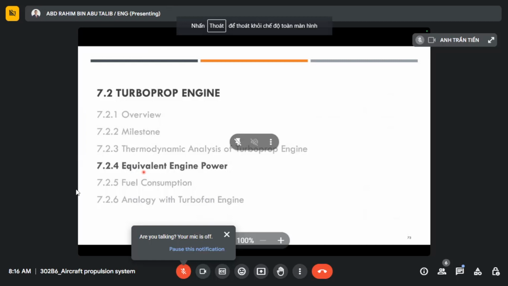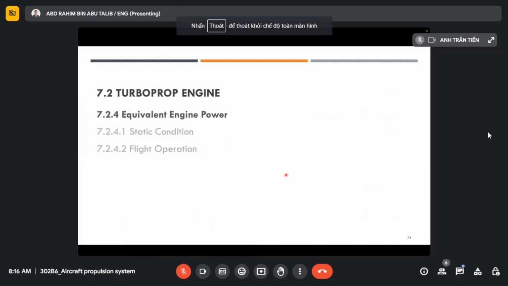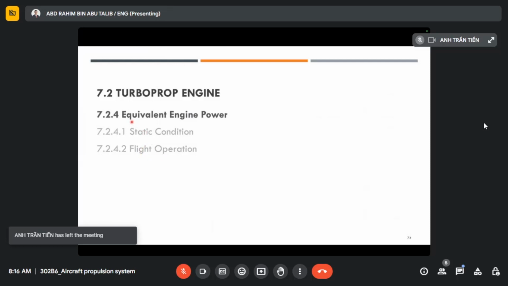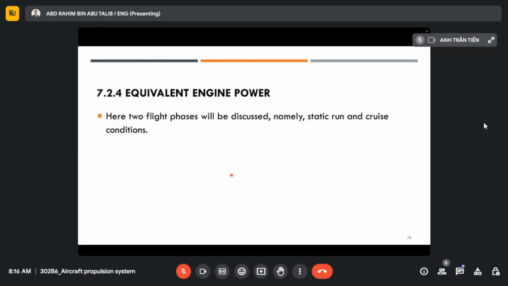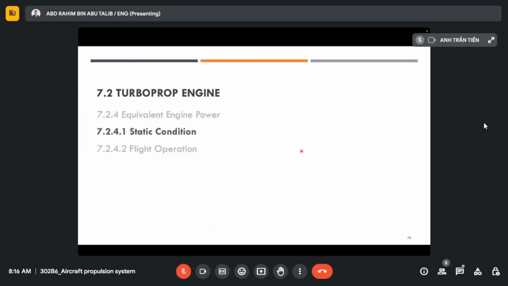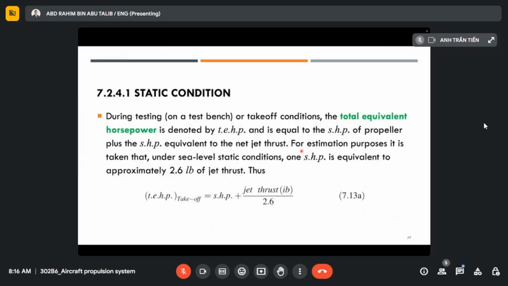We will first look at the equivalent engine power. With regards to the equivalent engine power, there are two conditions: one is the static condition and the other is during flight operation. So we will look into the corresponding equations involved to find the equivalent engine power. The two flight phases will be discussed, static run and cruise conditions. The first one is the static condition.